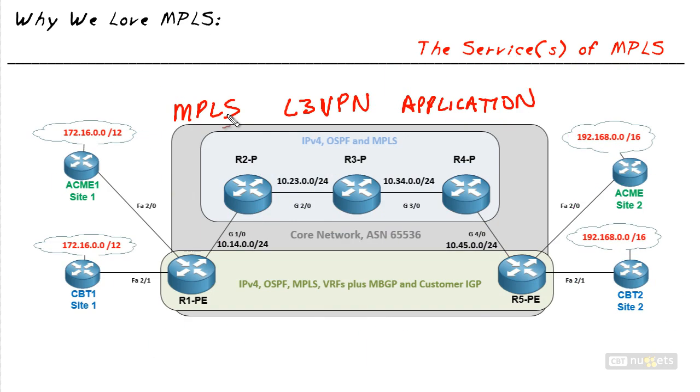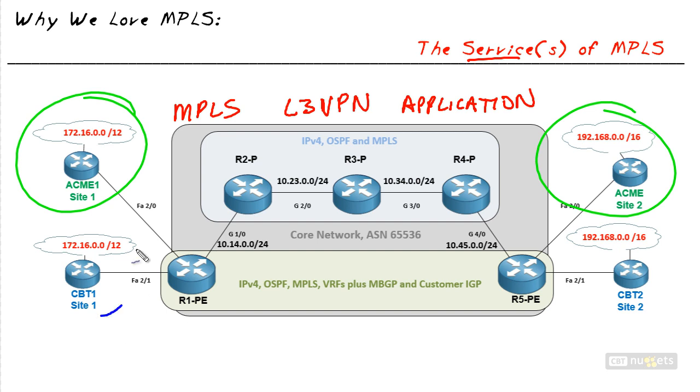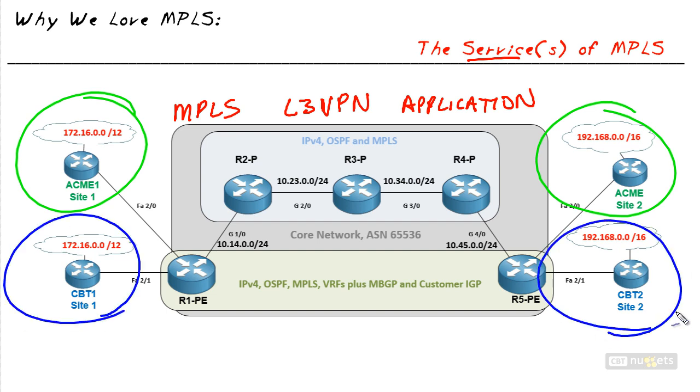Here's an example of a topology that's using MPLS Layer 3 VPNs. Again, that's just one of the many services that MPLS makes possible. So here we have Acme at site 1 and Acme at site 2. We've got CBT at site 1 and CBT at site 2. At site 1, Acme is using this address space, and at site 2, they're using this address space. And CBT, at their site 1, happens to be using the same exact address space, and it's our responsibility as a service provider to make sure all that routing information keeps separate, or private, between those two customers. We don't want those routes accidentally mixed up between the two different customers.